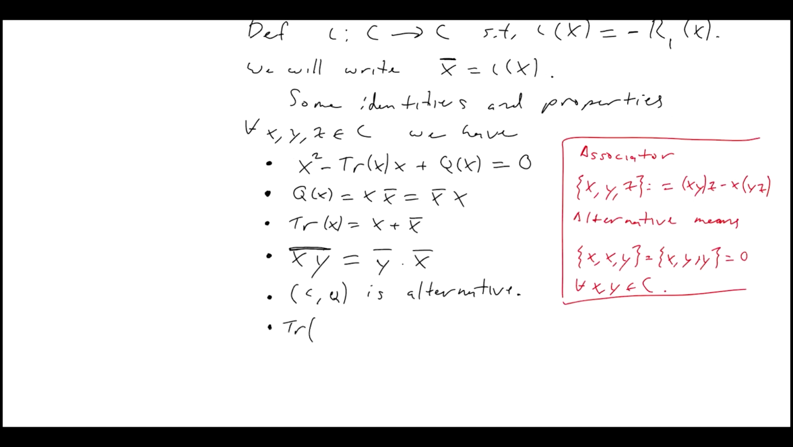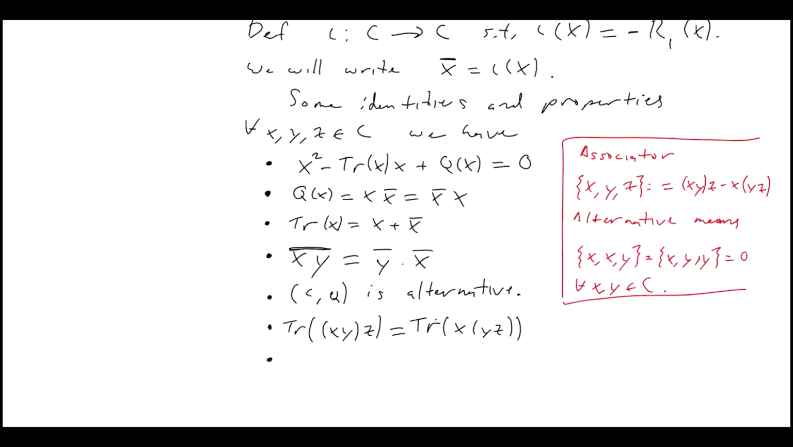Okay, so again, the composition algebra may not be associative, but associativity holds at the level of the trace. So if you have x times y times z and you take the trace, that's the same as x times z times y times z.